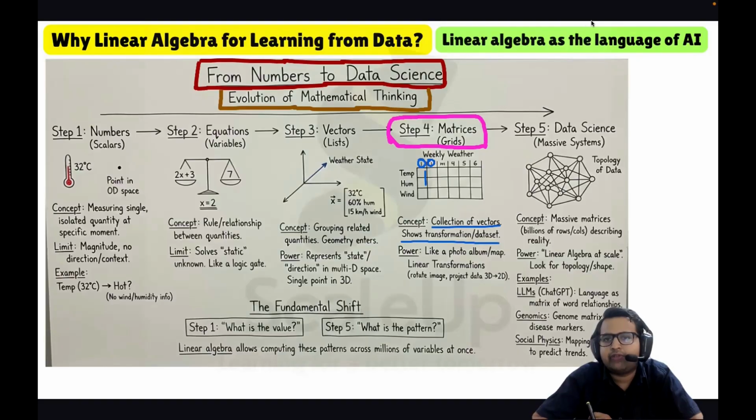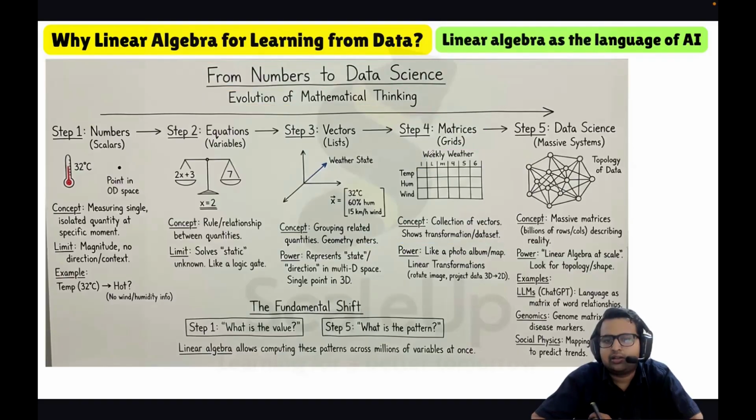Or let us suppose we talk about weekly weather. What was the weather on Monday, Tuesday, Wednesday? A matrix can represent the entire data set. And with a matrix, we can see relationships also, like how the temperature is trending with days. So a matrix is basically a collection of vectors.